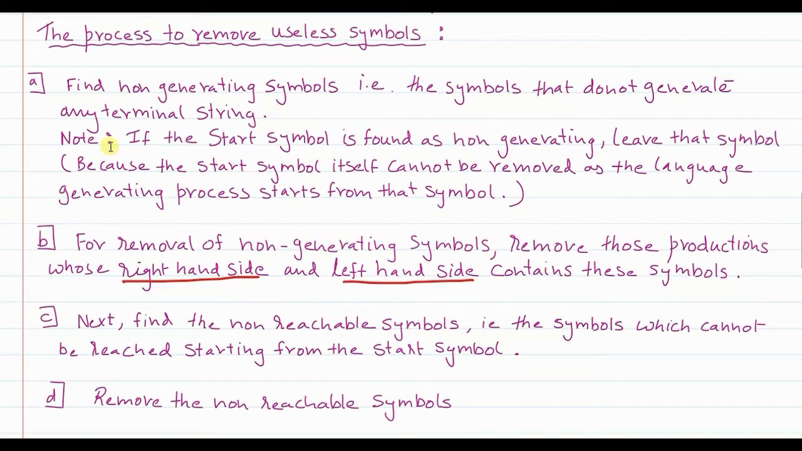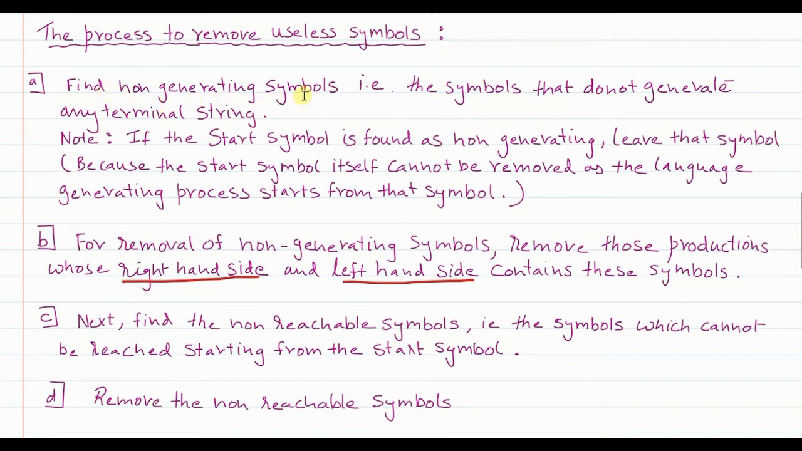Now one should note that if the start symbol is found as non-generating, you should leave that symbol. You should not eliminate that symbol. Usually non-generating symbols have to be eliminated, but if the start symbol itself is found as non-generating, you should leave that symbol. Why? Because the start symbol cannot be removed, as the language generating process starts from that symbol itself. So if the start symbol is removed, the language will be a null language. So the very first step in the process is to find non-generating symbols.